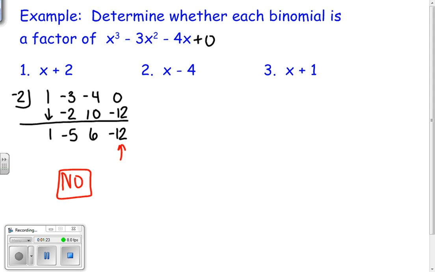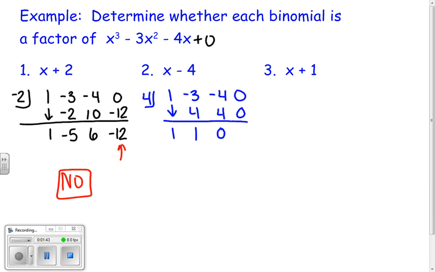In number 2, we're using the same coefficients of 1, negative 3, negative 4, and 0, but now in the half box we're putting a positive 4. Start by bringing down the 1. 4 times 1 is 4, combined is 1. 4 times 1 is 4, combined is 0. And 4 times 0 is 0, combined is 0. Because this number is a 0, this is a yes. You're looking for a remainder of 0.